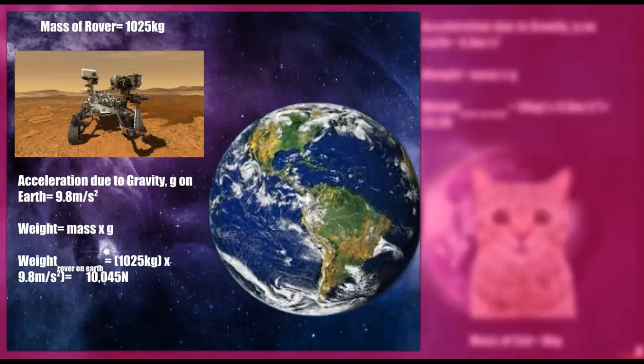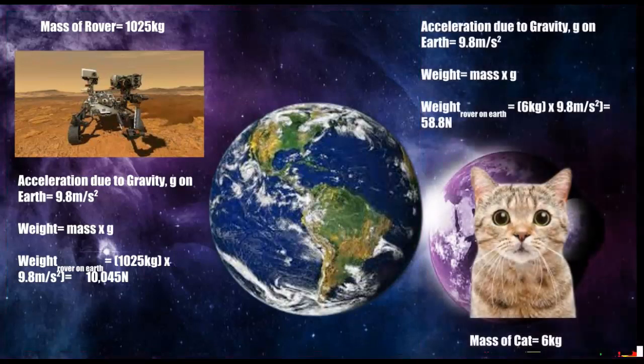If I plug in all of my known values, I find that the weight of the rover on Earth is equal to 1,025 kilograms times 9.8 meters per second squared, which is equal to 10,045 newtons. That means that the Earth's gravitational pull is pulling with a force of 10,045 newtons magnitude towards the center of the Earth.